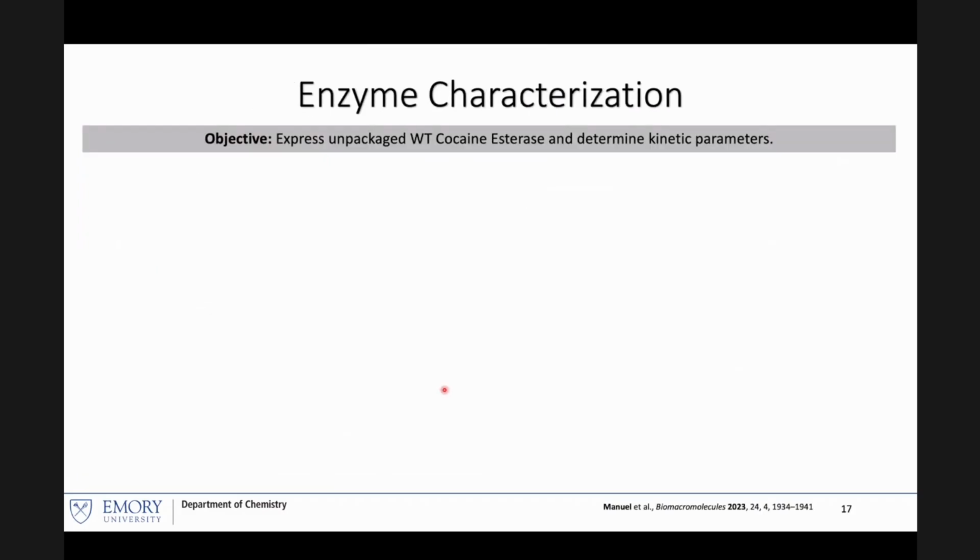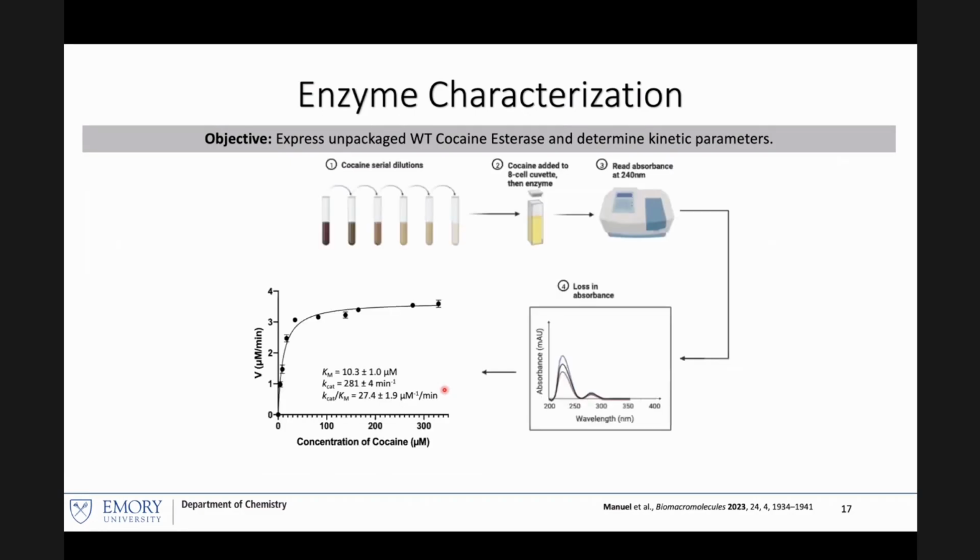And so the first objective was to express the unpackaged wild-type cocaine esterase and determine kinetic parameters. Why did we want to do this? We're arguing that we can enhance enzyme efficiency by packaging it with aptamers. So we have to establish a baseline, right, with our unpackaged enzyme. This is going to be our control going forward. This is what we're comparing everything to.